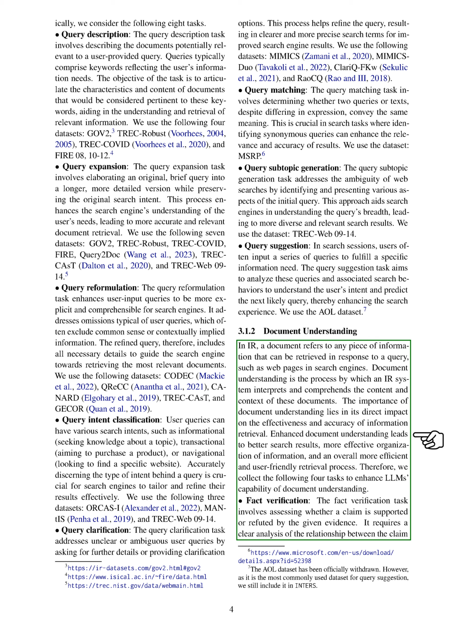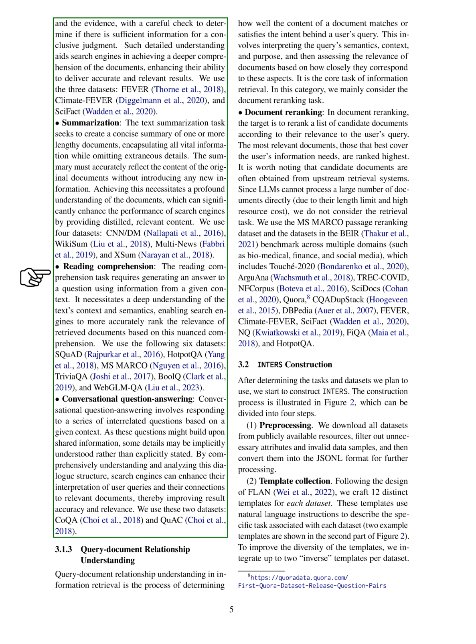To enhance this understanding, we focus on 4 tasks. 1. Fact verification. This task involves checking if a claim is supported or contradicted by the provided evidence. It requires a thorough analysis of the relationship between the claim and the evidence, ensuring there's enough information for a definitive judgment. This deep understanding helps search engines to better comprehend the documents, improving their ability to deliver accurate and relevant results. We use 3 datasets for this task.